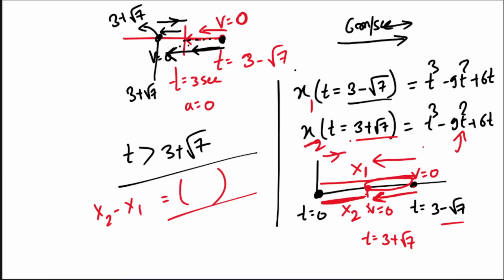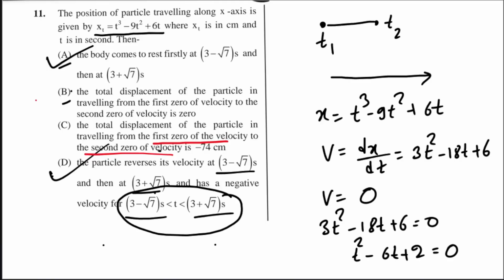So you simply need to subtract by putting the value of time equal to 3 minus root 7 here and 3 plus root 7 here. Pure calculation. And if you put the values there, you will be getting this also. Okay? So I'm not doing that here. Why? Because I would just be putting the values and calculating things. That doesn't involve any other concept. So you can simply put and get the answer.